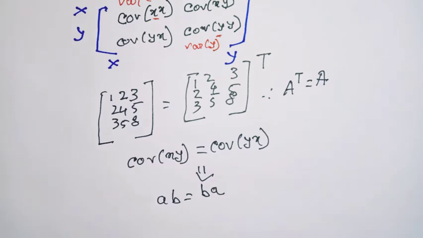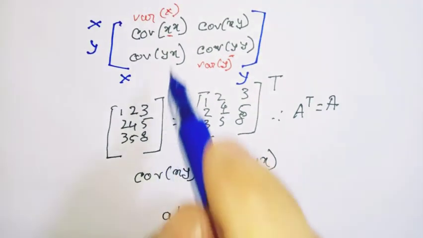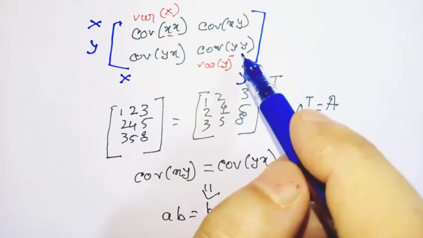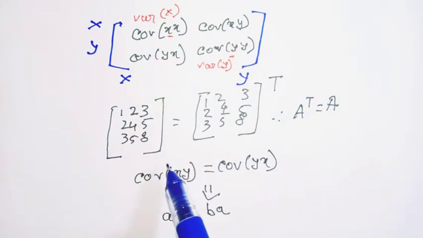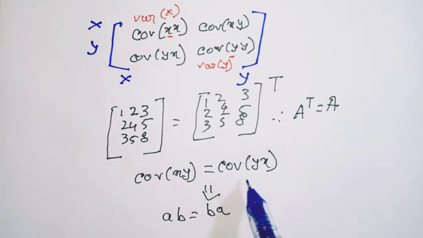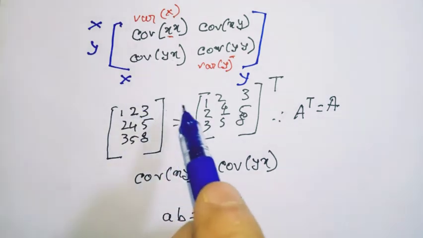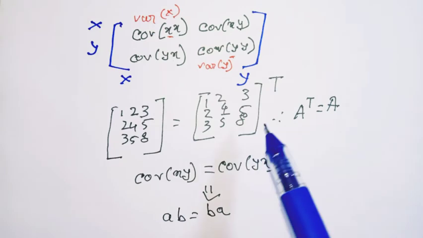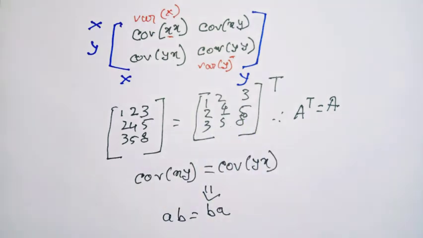One is that covariance between the variables itself is the variance. So covariance between xx and covariance of yy itself is the variance. There is no difference between the covariance of xy and yx, just in the way that AB and BA carry no difference. Covariance matrix itself is a symmetric matrix. That means if we flip this part, it will be exactly the same, which we have shown with an example.